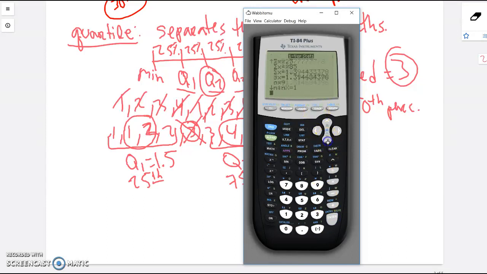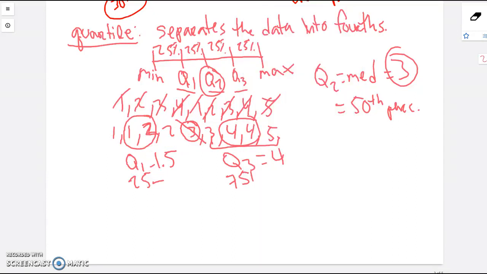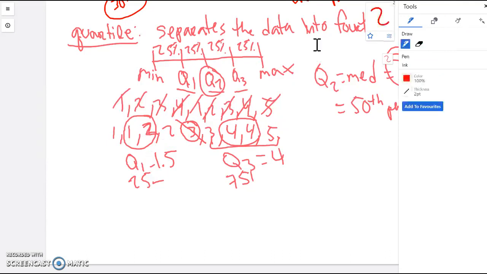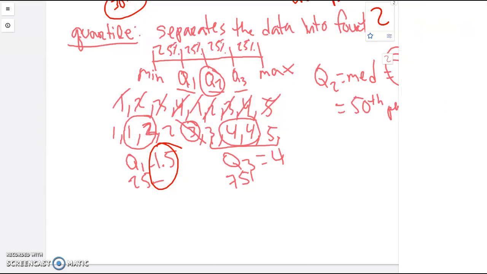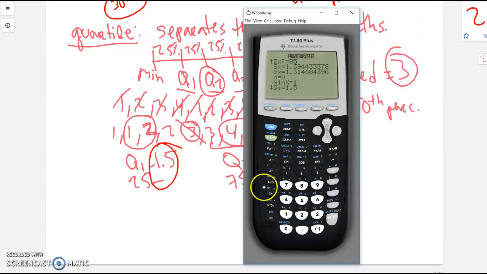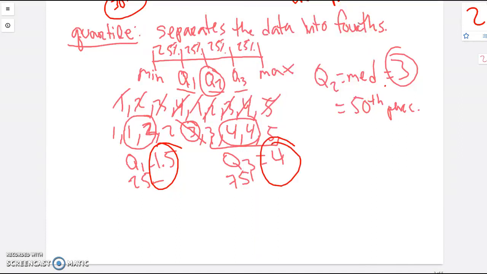And if you scroll down, you're going to have the minimum value, Q1, which is 1.5, which is what we found here. Still 1.5. If you keep going down, the median is 3. And if we go to Q3, it's equal to 4. Let me go ahead and close this out. So the calculator actually does it for you, and it's really useful and really fast.